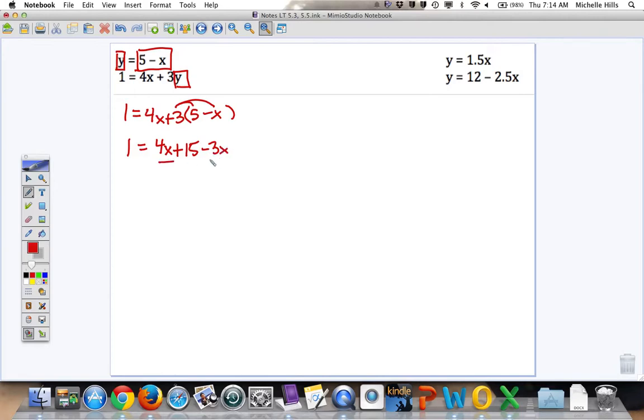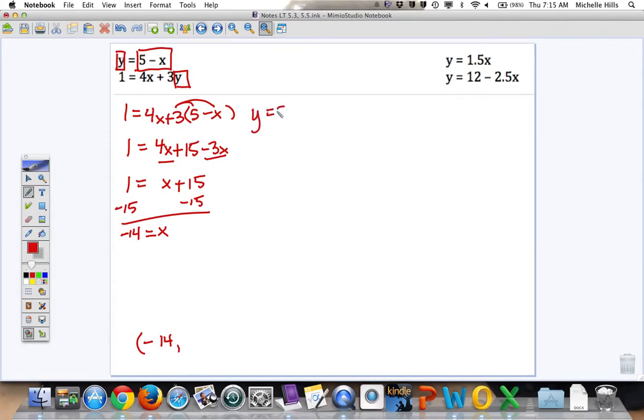Now the 4x and the minus 3x are on the same side of the equation. So I get 1 equals 4x minus 3x is just 1x. Bring down my plus 15. And then I would subtract 15 from both sides of the equation to solve for x. So negative 14 equals x. I don't need to reverse that and write it as x equals negative 14 because it's not a final answer. But I know my final answer, the point has x is negative 14.